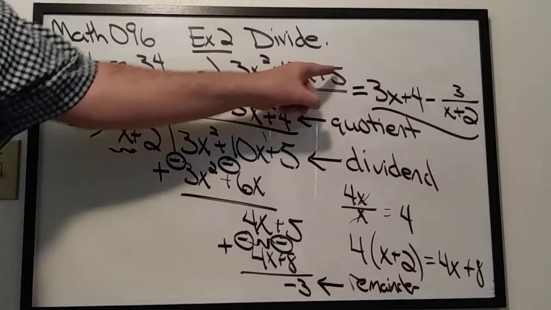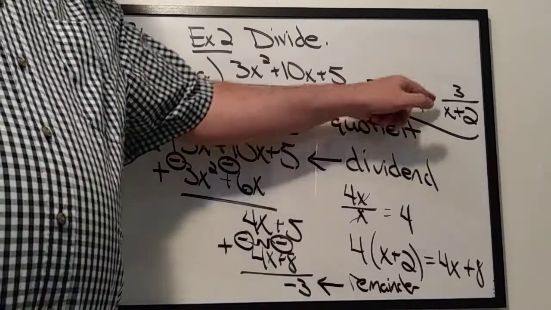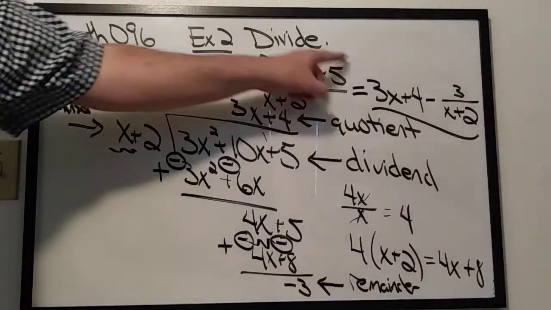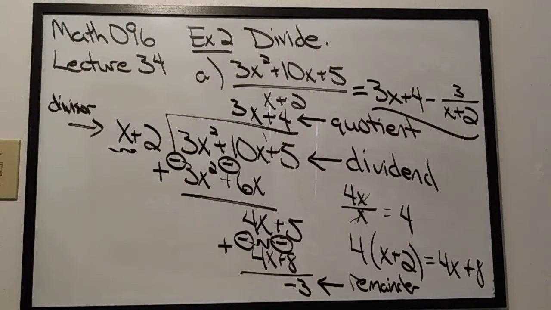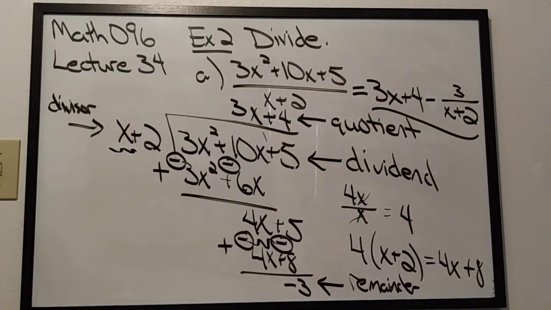3x squared plus 10x plus 5 divided by x plus 2 is 3x plus 4 minus 3 divided by x plus 2. Now once again, as you look at this problem, all of these pieces and parts have names. So remember that the 3x squared plus 10x plus 5 was the dividend, the x plus 2 was the divisor, the 3x plus 4 was the quotient, and our negative 3 was the remainder.